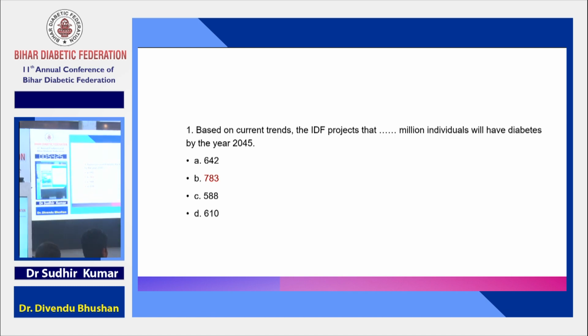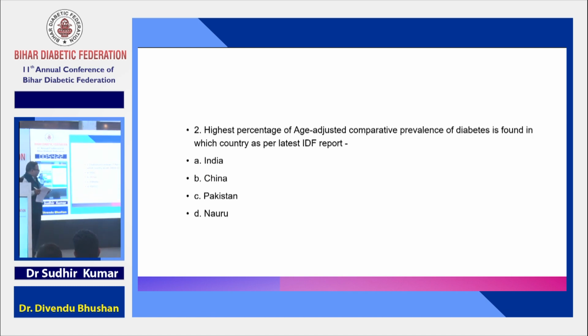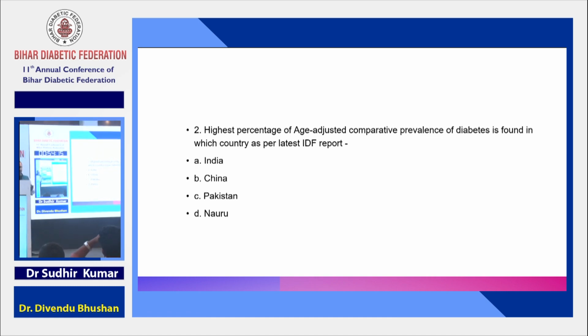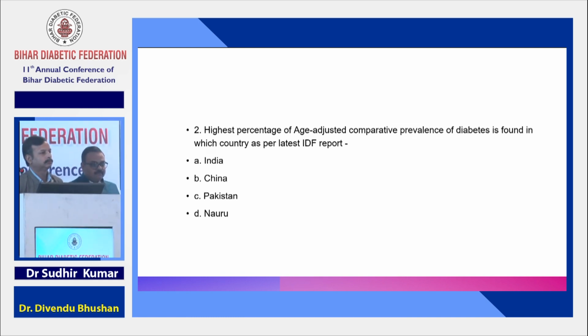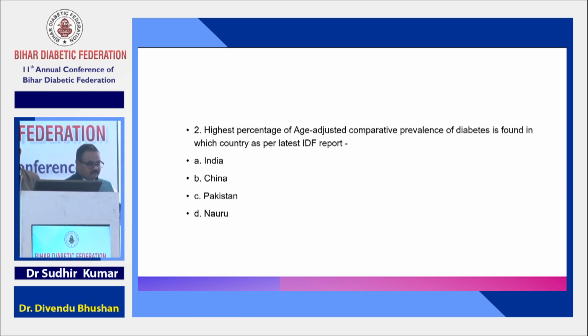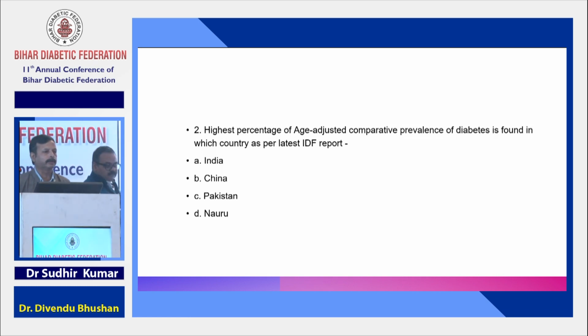So the next question for team C. Highest percentage of age-adjusted comparative prevalence of diabetes is found in which country, as per the latest IDF report? Highest prevalence of diabetes. No negative marking. India. Wrong answer. It is our neighboring country, that is Pakistan.